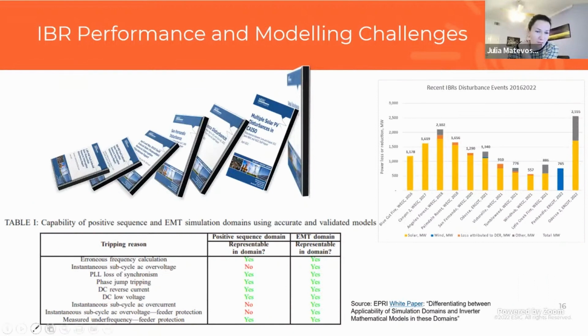So what you can see here, I didn't talk more in detail about it, but these are causes of tripping, and this is a table from the EPRI paper, and it basically shows where it cannot be represented in the domain because of limitations of the domain, but where it says yes, it means it can be represented, but maybe it was not because it was considered not important in the past. And in the EMT domain, all of these causes can be represented, but again, they were not included in the models because it was not considered important.